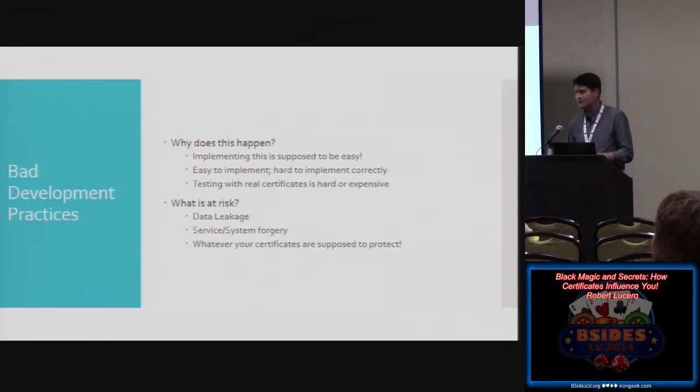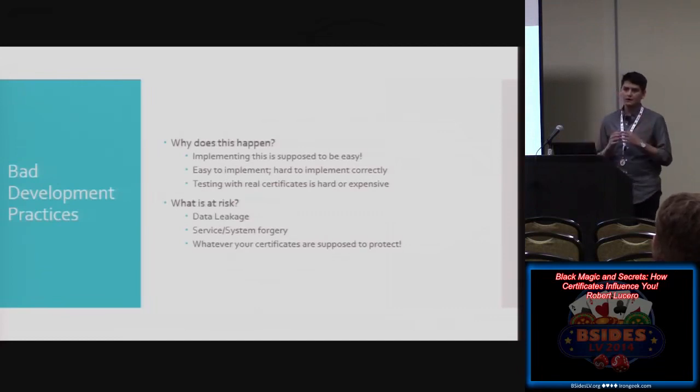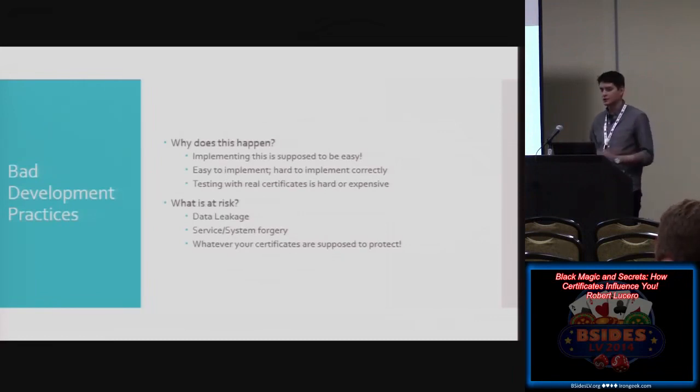So the idea is that libraries can't protect you if you've implemented it wrong. Systems can't protect you if you've implemented certificates incorrectly. And what's at risk is everything that you're trying to protect. If it's your communication with your client, if it's service to service within your organization, if it's even things like issuing client certificates, client authentication certificates, you've basically exposed yourself to these sorts of vulnerabilities.